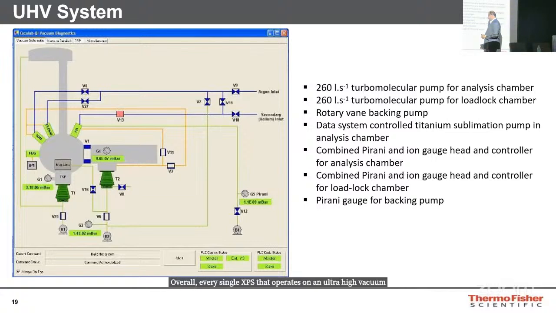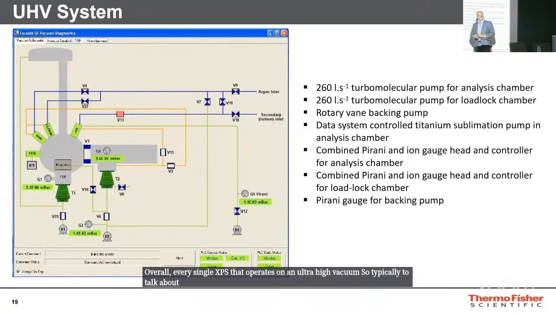Typically, when I say UHV, these instruments are in the order of 10 to the power minus 9 to 10 to the power minus 10 millibar.